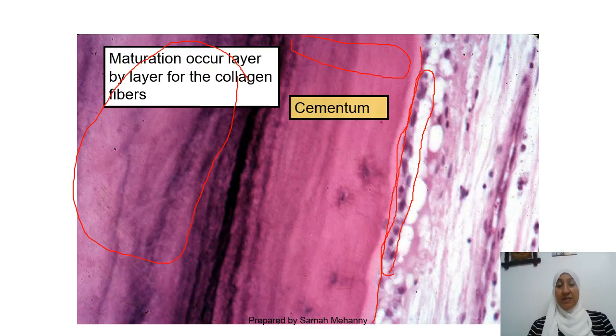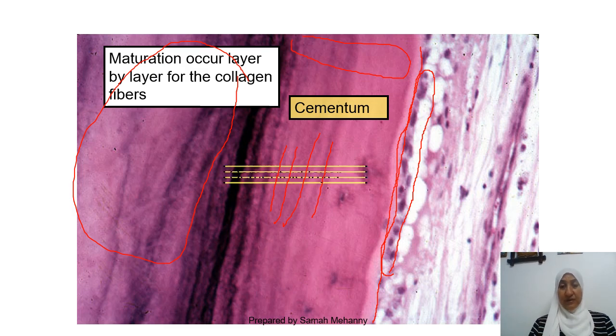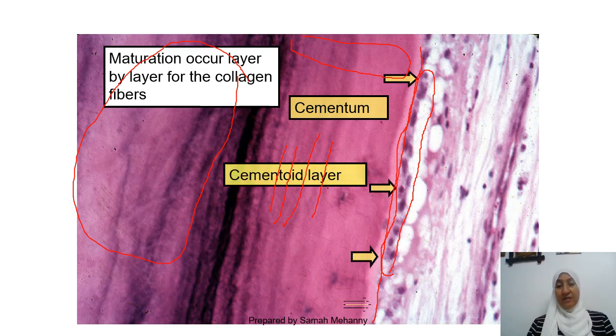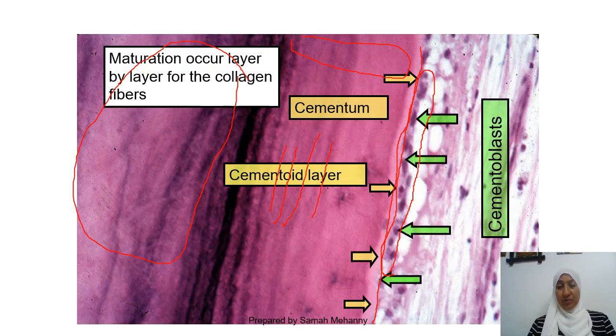The cementum is characterized by formation layer by layer, as in any hard tissue, in a rhythmic pattern. Thus we have incremental lines. As you see here, we have incremental lines inside the cementum, as we will discuss later. This is the cementoid layer, and these are the cementoblasts.